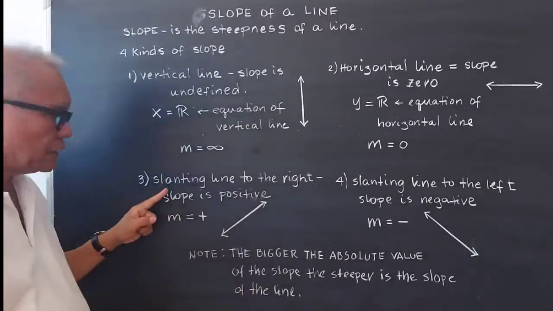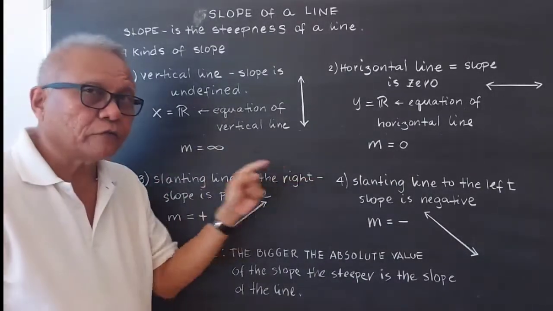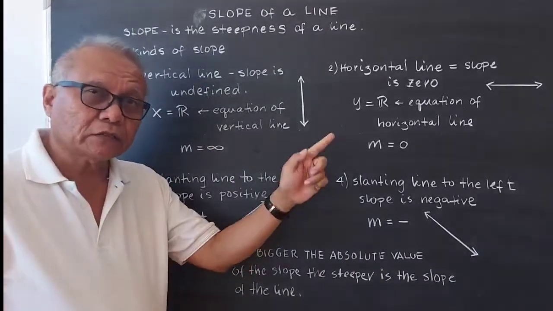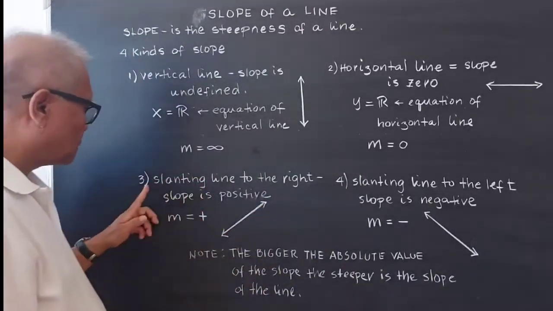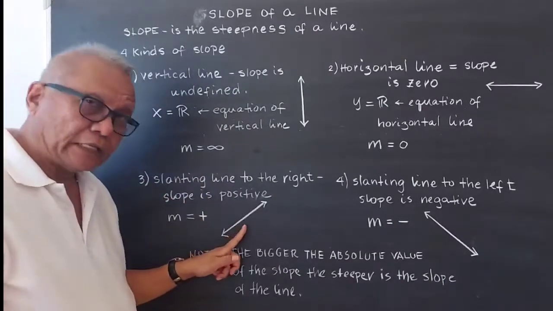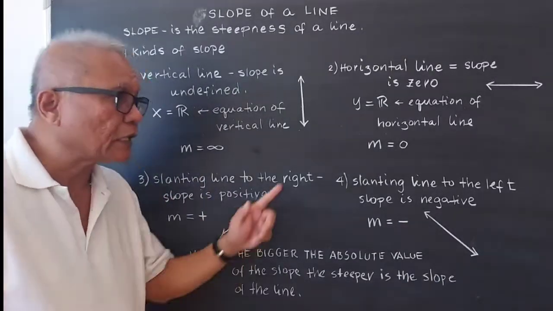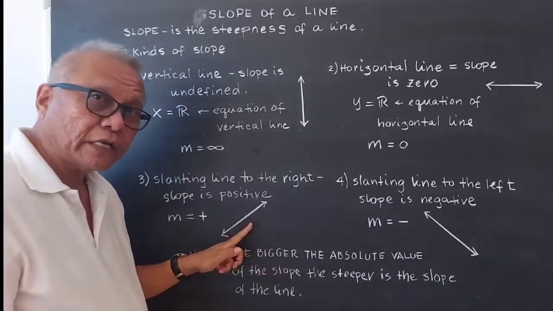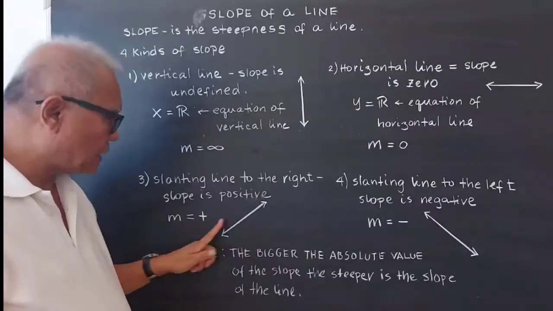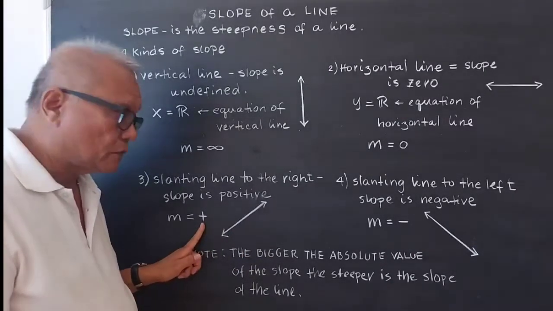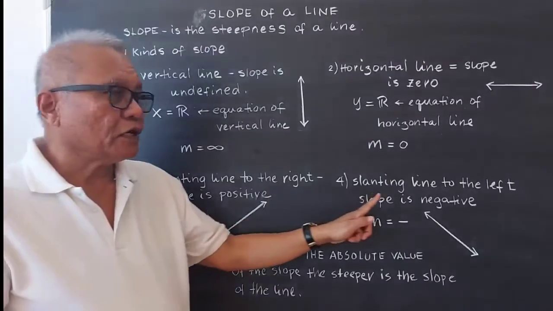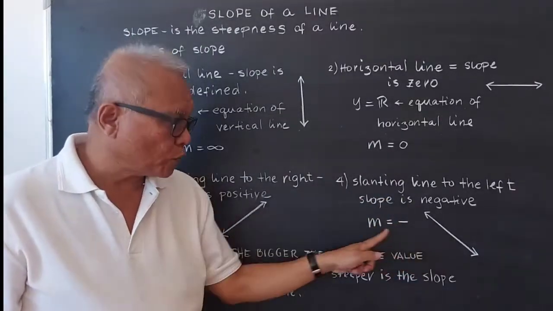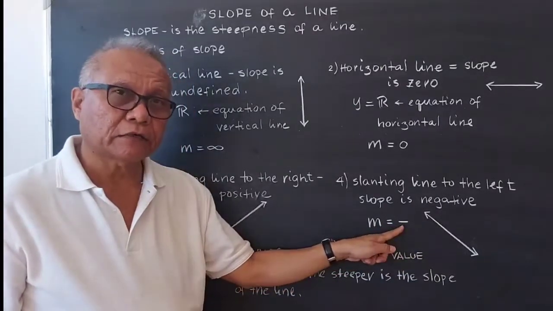Number 3 and number 4, we have lines that are either slanting to the right or to the left. The third one is a line that is slanting to the right upward, like this. When we have this kind of line, the slope is positive. And if we have a line slanting to the left like this, its slope is negative.